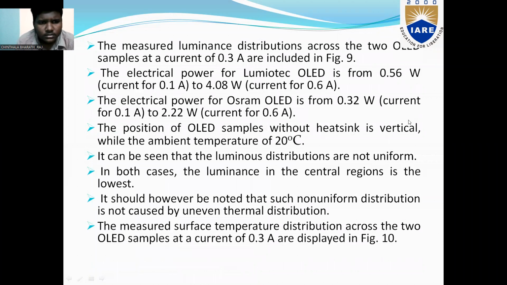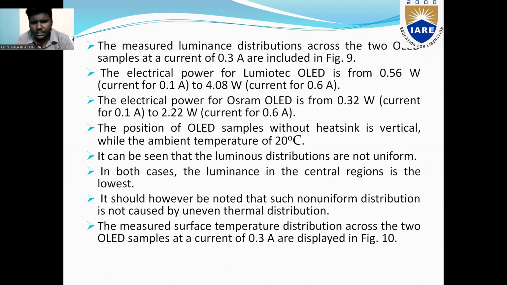For the measurement, the electric power for the OSRAM OLED ranges from 0.32 volts at a current of 0.1 ampere to 2.22 volts at a current of 0.6 ampere. The OLED sample is positioned vertically without a heat sink, at an ambient temperature of 20 degrees Celsius. It can be seen that the luminance distributions are not uniform. In both cases, the luminance in the central region is the lowest. It should, however, be noted that such a non-uniform distribution is not caused by uneven thermal distribution.